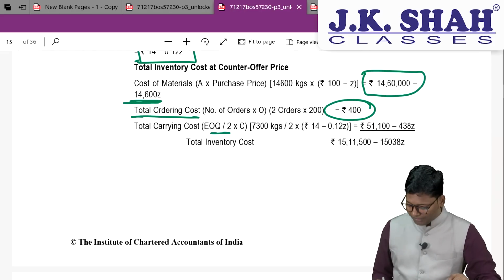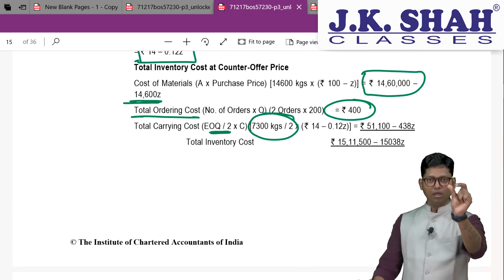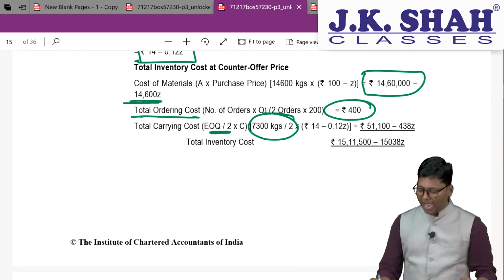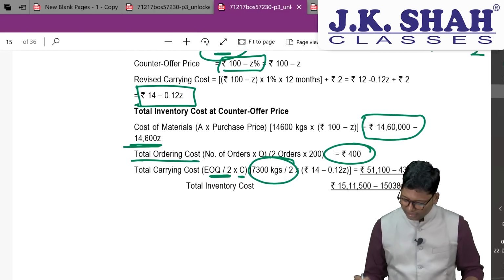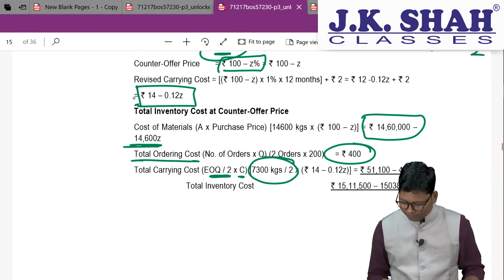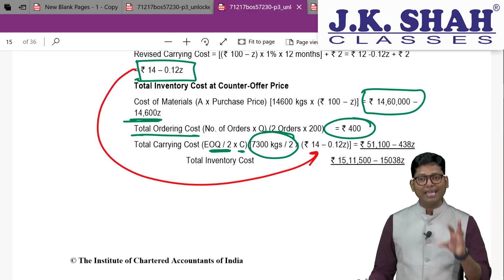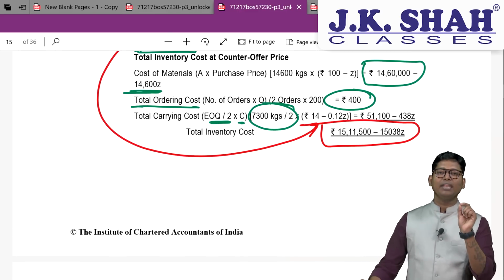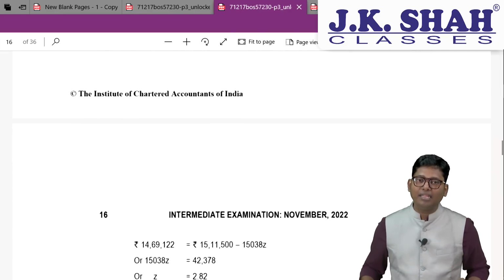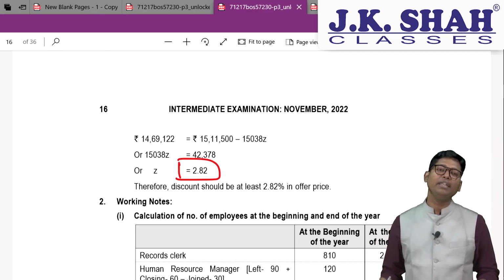For the purpose of calculating carrying cost, first you should calculate the average inventory by taking per order inventory divided by 2, and it is to be multiplied with C. Now your C we have already ascertained by assuming some percentage, and this C is replaced here. Now when you solve this entire equation, you are going to get something like this, and when this particular calculation is solved, ultimately you will be getting the discount margin, and discount margin is 2.82%.